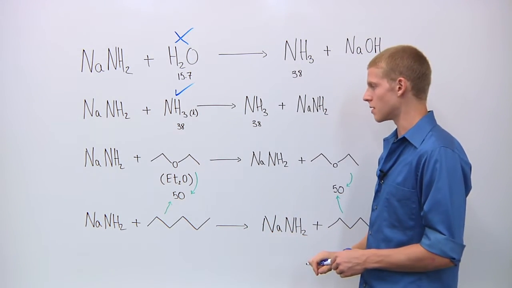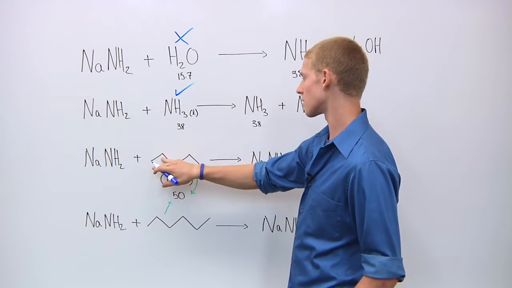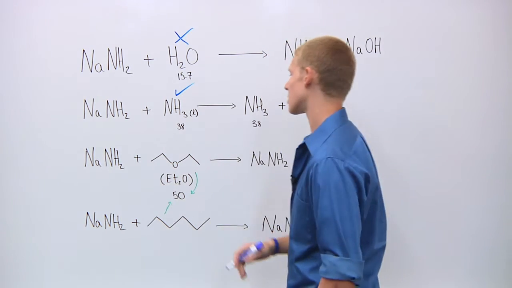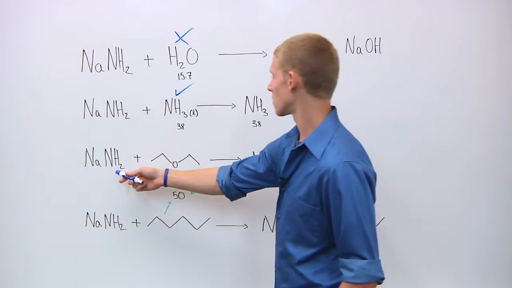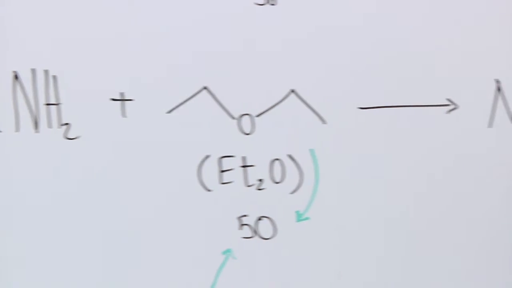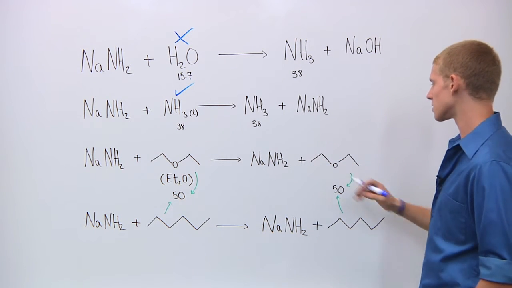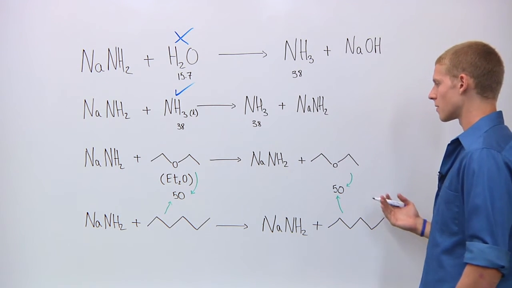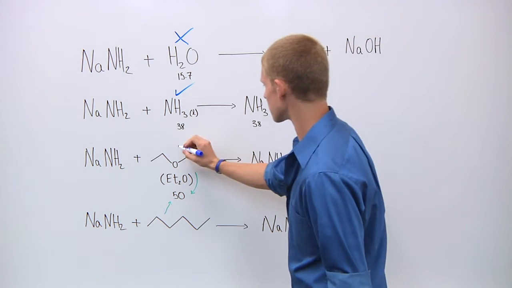Next, we'll consider ether, in this case diethyl ether. And the only hydrogens on there are on the sp3 hybridized carbons, which have a pKa value of 50. So when reacted with sodium amide, we get sodium amide and diethyl ether because the pKa values are 50. It's not going to react with the sodium amide. So this is going to be a good solvent to use.